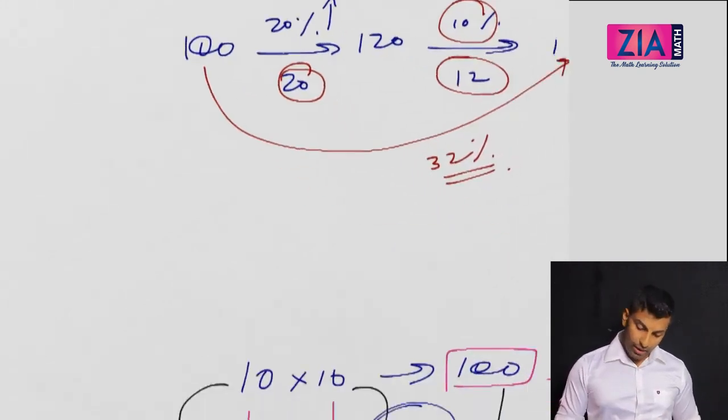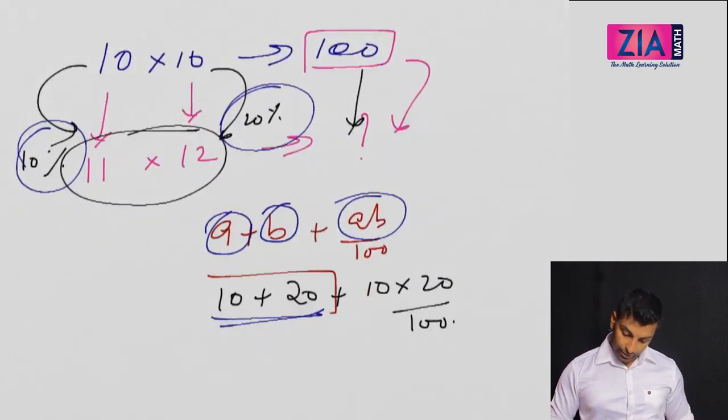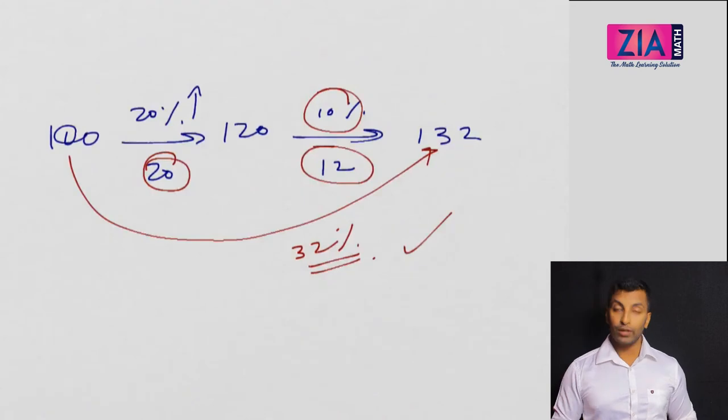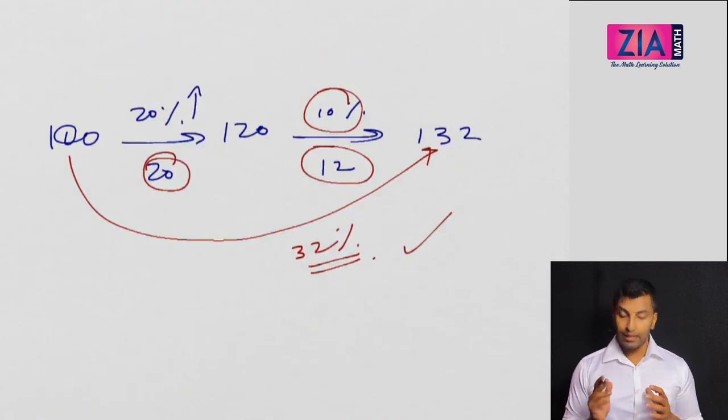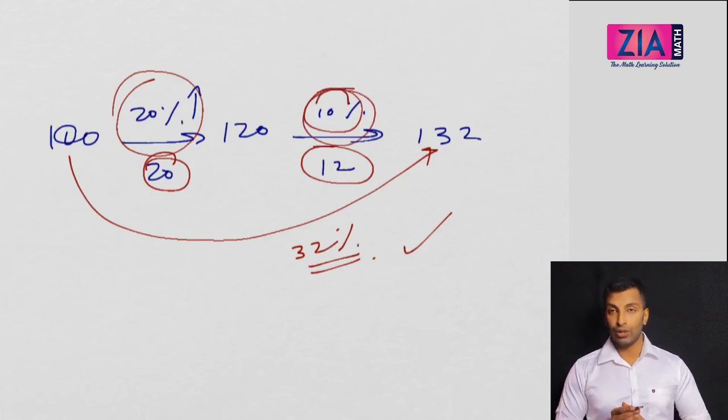Now if you do the same by using the formula, then also what you'll actually get, see, 10 plus 20, that is 30. Then 10 into 20, 200, 200 by 100, 2. So 32 is what you will get otherwise also. So this is a better way of visualization. 20% increase, then 10% increase, you'll get the actual value.